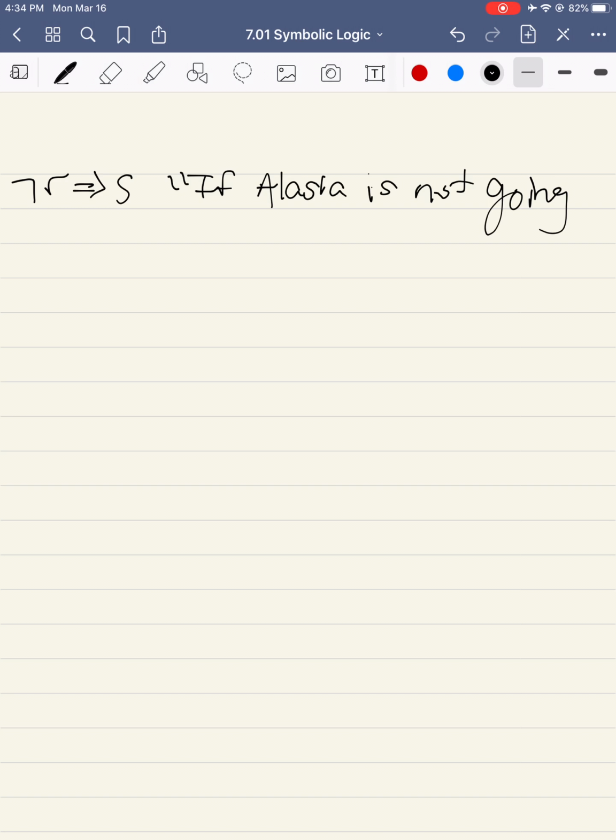When we take a look at another example here with, let's use the if then statement. So if we have not R, so if not R, then S. So if I write this out, I would say if Alasia is not going to temple, then Christian is going to UConn.